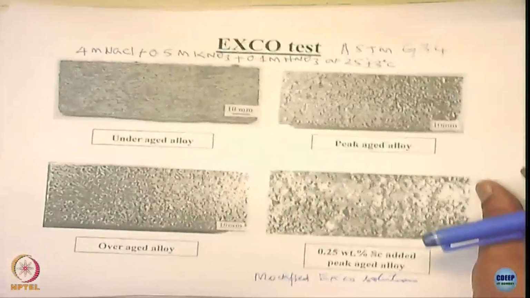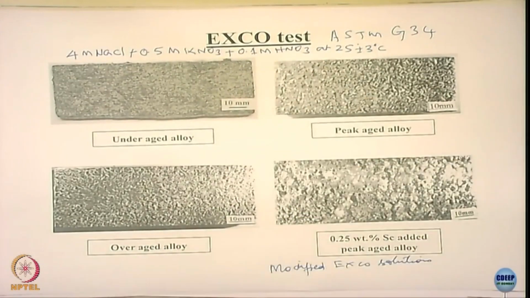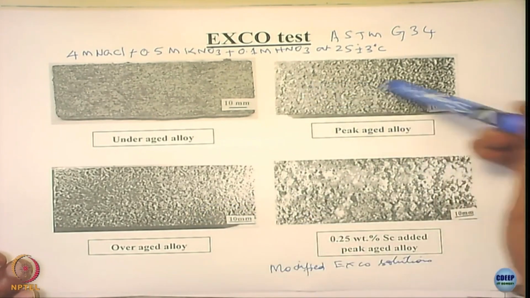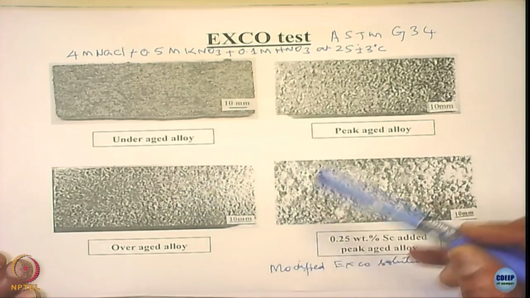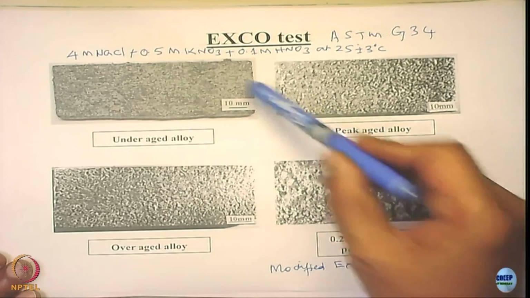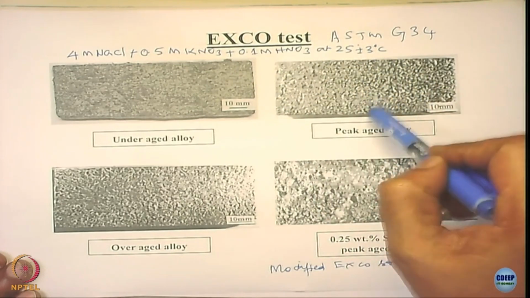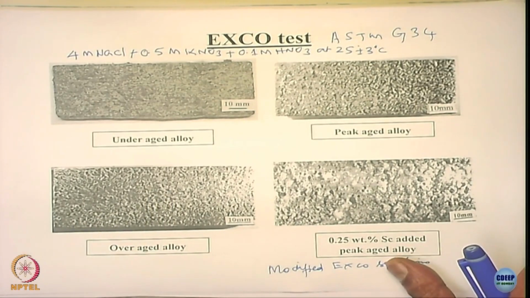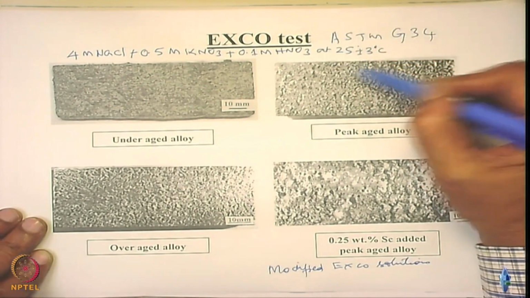There is an ASTM standard which is used as the EXCO test, where you use highly concentrated sodium chloride plus potassium nitrate plus nitric acid. You see that if it is peak-aged, the surface is quite rough, and overaged is a little less rough, and there is a different kind of alloy system that you have. When you do the EXCO test and take a cross section, you can see in the microscope the lifting of the grains, as was shown in the previous slide. And this test is considered to be very aggressive.